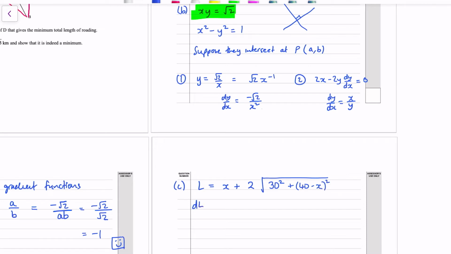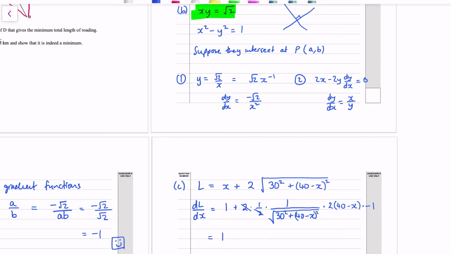Okay, and we want to differentiate this. So we've got 2 multiplied by something to the half, so the half will come down the front. We've got 2 times a half times everything to the power of negative 1/2, which will be the same as on the denominator, square root, and then we need to times by the inner function differentiated, which is, the 30 squared disappears, and we get 2 lots of 40 minus x times negative 1. Okay, I just didn't want to expand out that stuff underneath, and I just used the chain rule for it. The 2's cancel there.